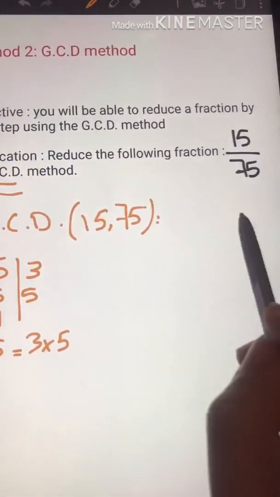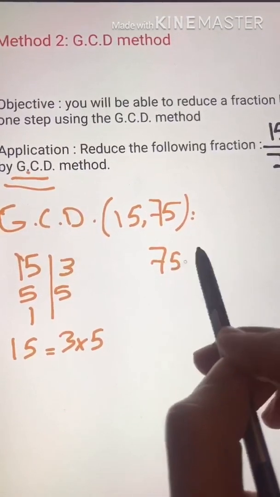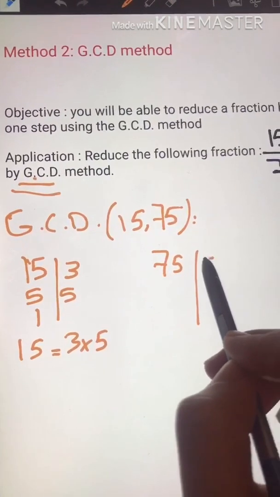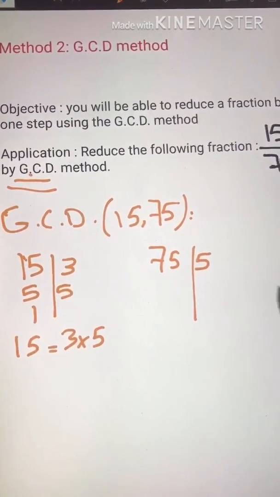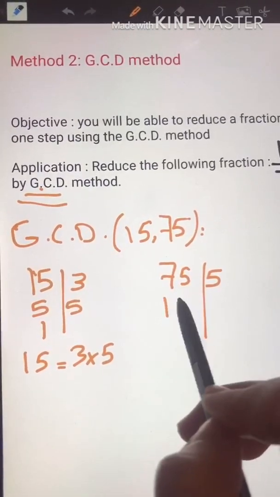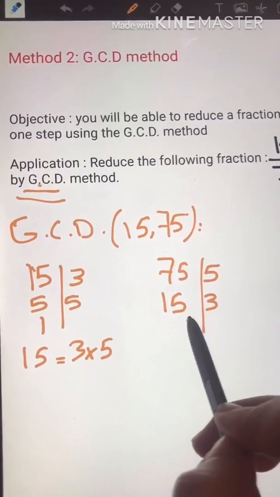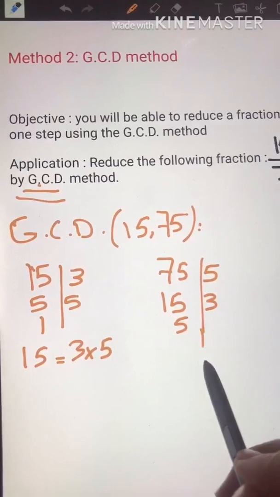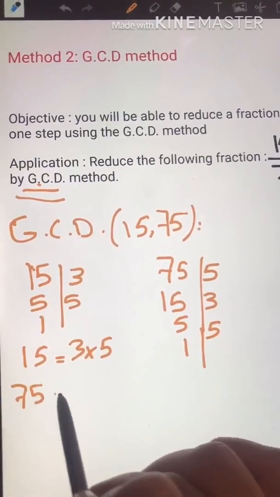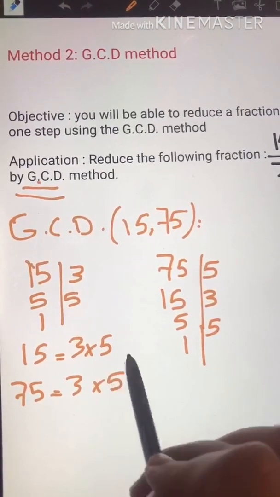Okay, now let's decompose 75. 75 ends with 5, so it is divisible by 5. Divided by 5, it gives 15. 15 is divisible by 3 to get 5, then divide by 5 to get 1, so 75 is equal to 3 times 5 squared.